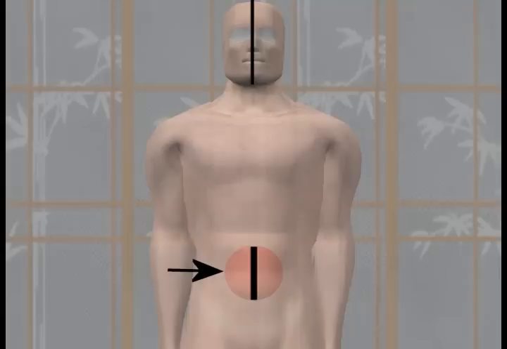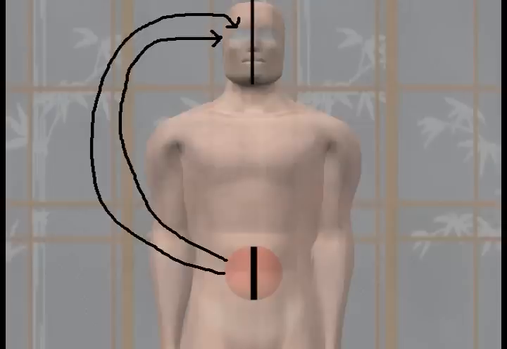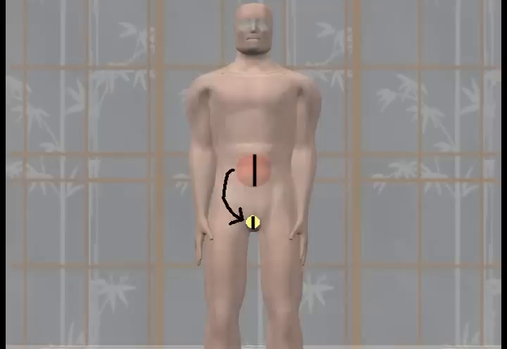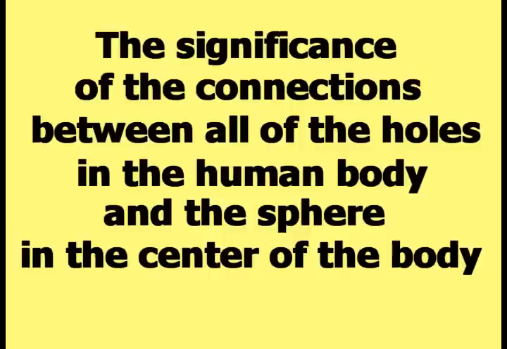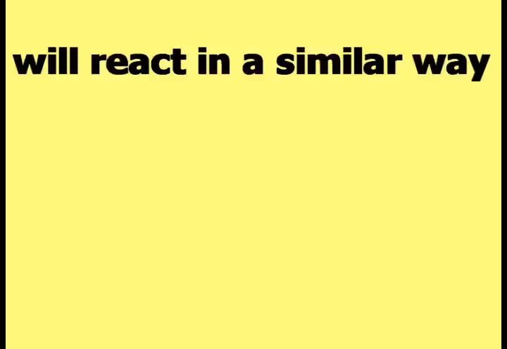The right side of the sphere in the stomach is majority connected to the right eye hole, the right ear hole, the right nose hole, the right side of the mouth hole, the right side of the urinary tract hole, and the right side of the hole in the buttocks. The significance of the connections between all of the holes in the human body and the sphere in the center of the body is that all of the holes connected to one side of the sphere in the center of the body will react in a similar way.